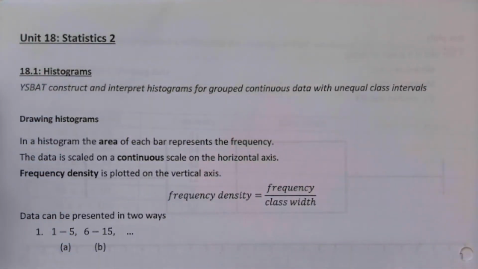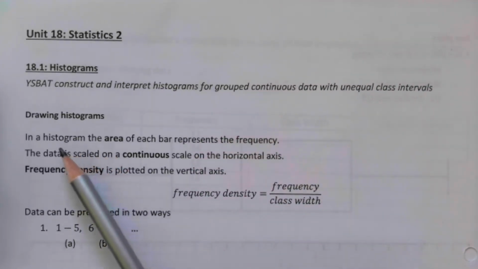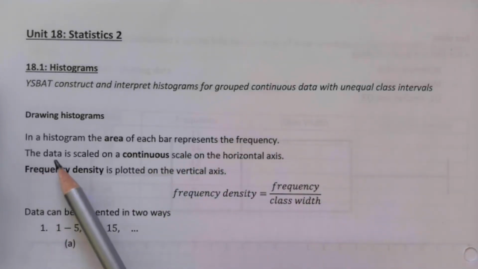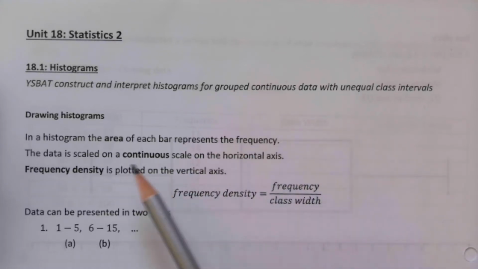This is GCSE Maths. We're in Unit 18 in the accelerated bit, and we're looking at histograms. So first of all, drawing histograms. A histogram is a bit like a glorified bar chart, but it's not the height of each bar, the area of each bar represents a frequency. The data is scaled on a continuous scale along the horizontal axis. You would have seen that in the previous chapter.